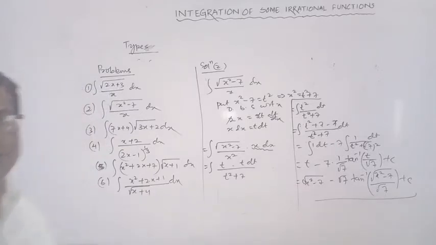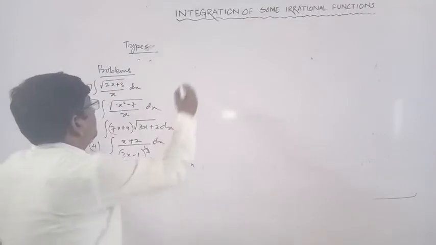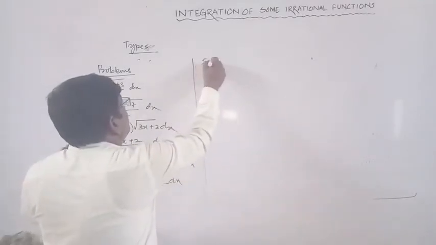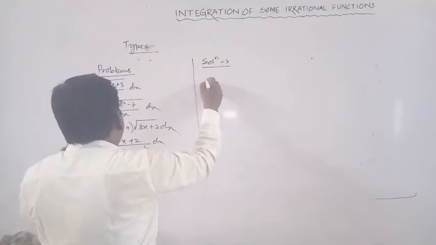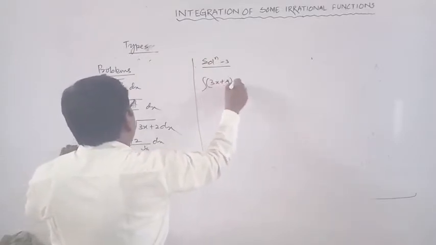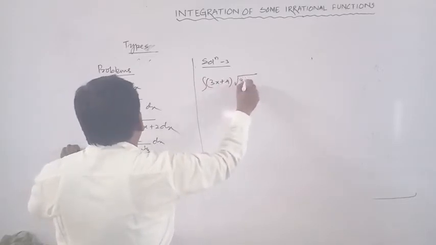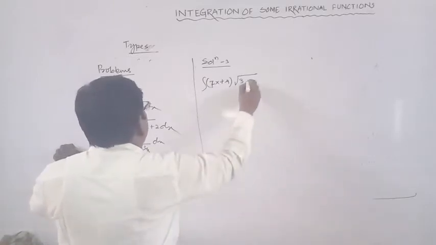Solution of question number 3. So what is question number 3? The integral of (7x + 4) into √(3x + 2).